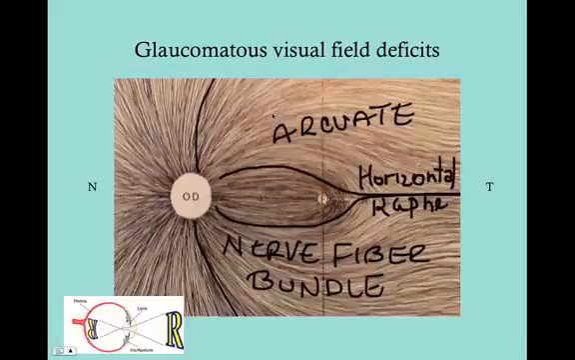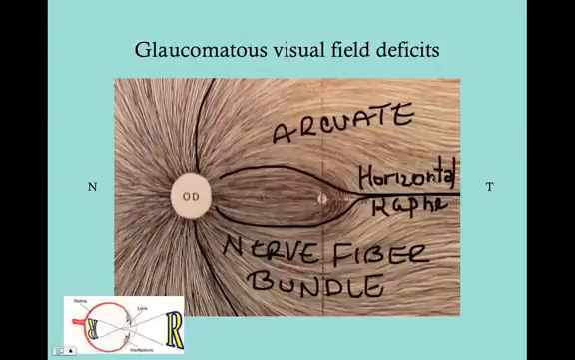Then you have these other bundles here. You can see that they follow a different path. Rather than going to the fovea, they go outwards. And these are your arcuate bundles. These tend to be the first bundles that are damaged in glaucoma. And then you have these bundles up here nasally. These arcuate bundles extend from the optic nerve head to the temporal side.